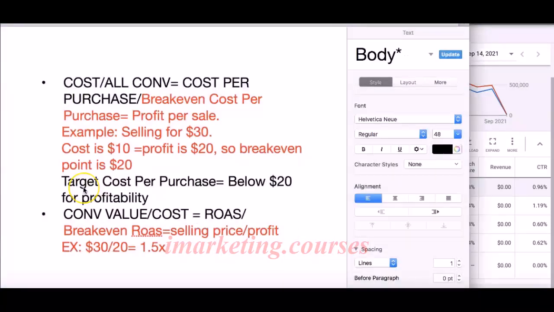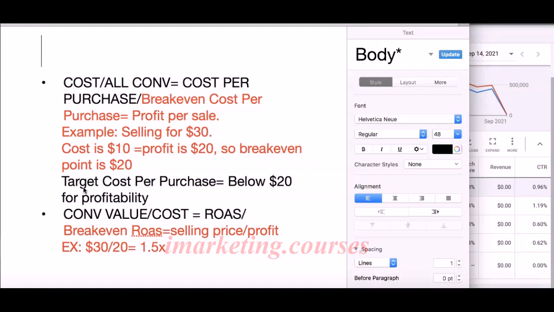All right. So we stated that cost divided by all conversions equals your cost per purchase, right? Now, your break-even cost per purchase is your profit per sale. So say, for example, you're selling a product for $30. The product costs you $10, then your profit is $20. So your break-even point is $20. So your target cost per purchase, you want below $20 for profitability. Ideally, you want to be making $5 or more per sale. So ideally, your target cost per purchase would be anything $15 or below.